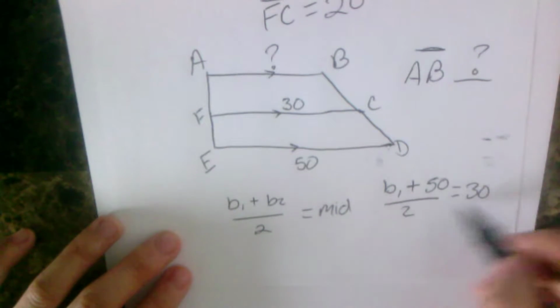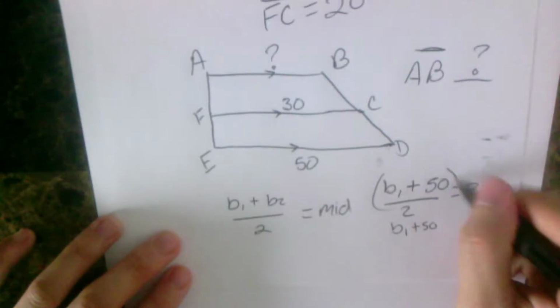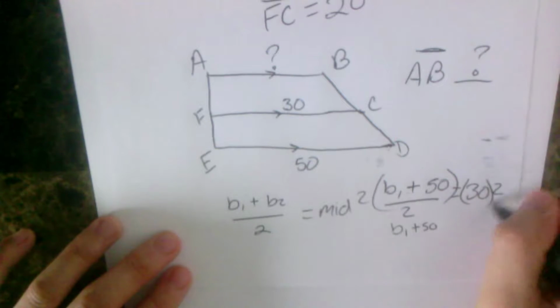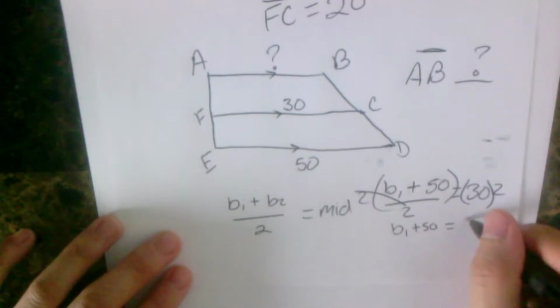And we're just going to do the math. You're going to multiply by 2 on both sides. So B1 plus 50. Remember, we multiplied by 2. Looks like this. Okay? And the 2's will cancel. And 30 times 2 is 60.